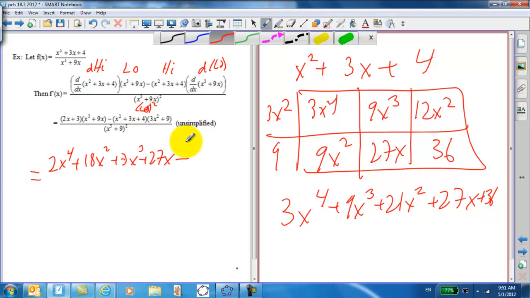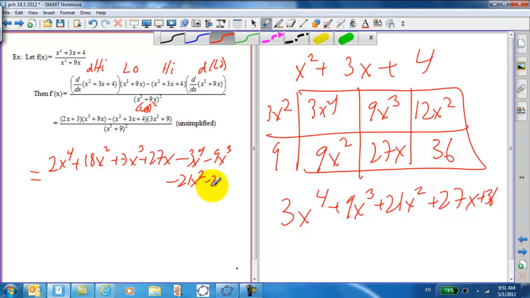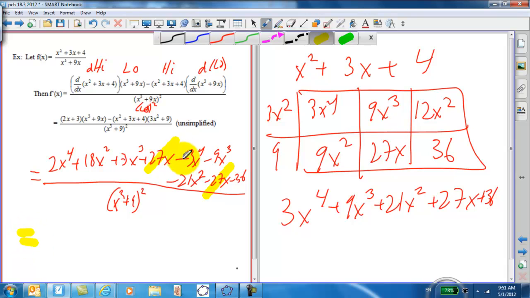So now we got to subtract each of these. So that's minus 3x to the fourth, minus 9x cubed, minus 21x squared, minus 27x, minus 36, all over x cubed plus 9 squared. Might as well leave that, that's factored. We get the 27x's cancel out. Let's see what our fourth powers are. We got 2x to the fourth minus 3x to the fourth, so that's negative x to the fourth.